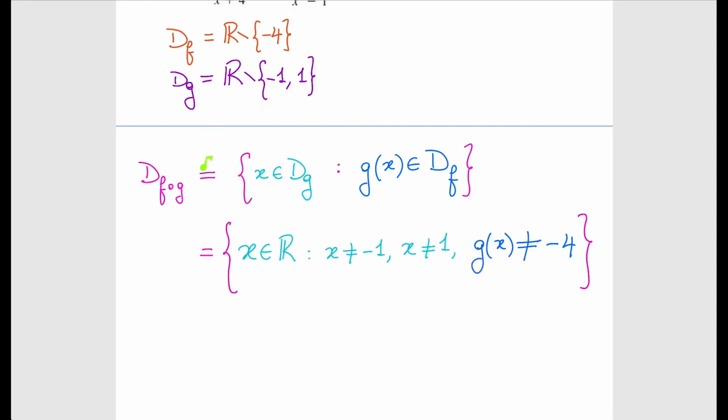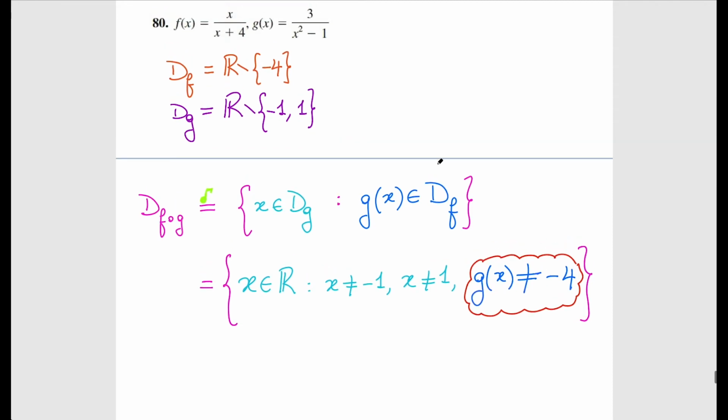And now let's ask the following question. What are the x that allow me to say that g of x is not negative 4? So what's the condition on x so that g of x is not negative 4? Because I need the domain of the composite function, right? So I need to find all the accepted inputs, and the input is denoted by x, right? In this discussion, I need to know what this means for x.